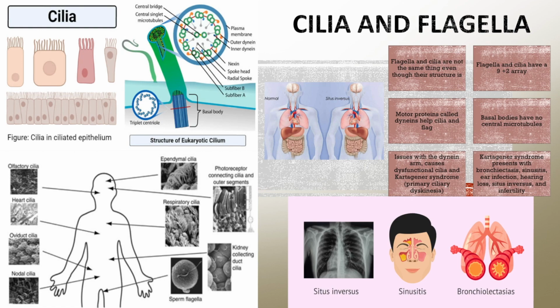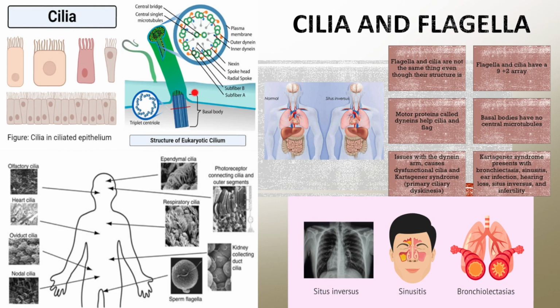The dyneins specifically are an ATPase protein that links the peripheral 9 doublets and causes bending of the cilium. One form of dynein is called axonemal dynein, and that forms the bridges between the microtubules, and the other form of dynein can pull on the neighboring doublets. Now we want to ensure that the cilia have a coordinated movement. And so there are gap junctions between the cells to enable a coordinated ciliary movement.